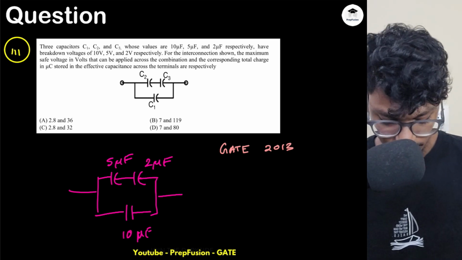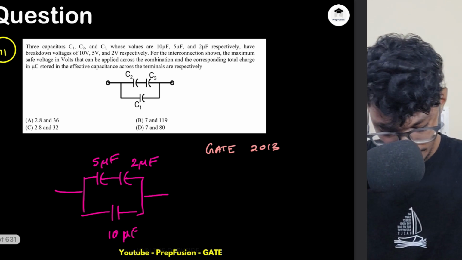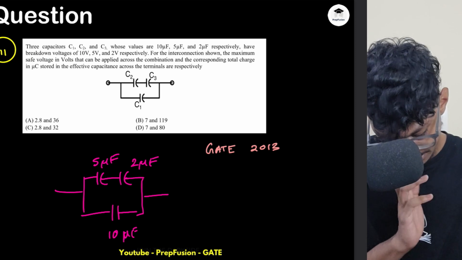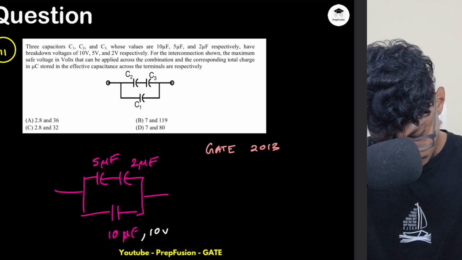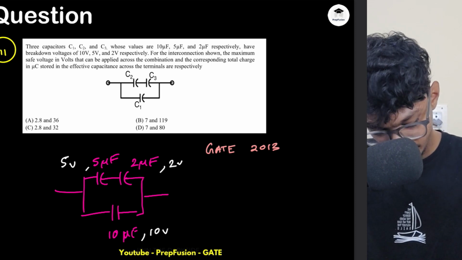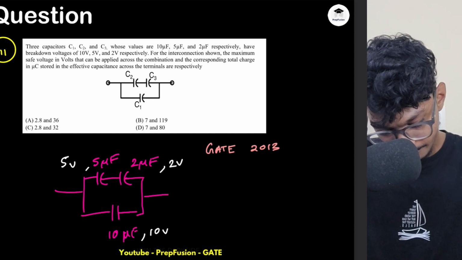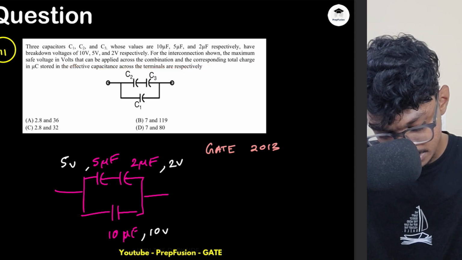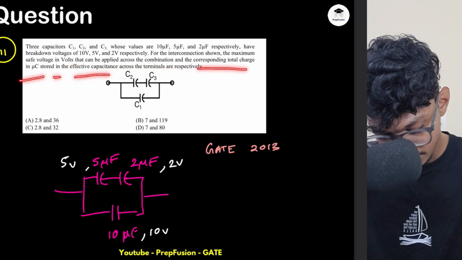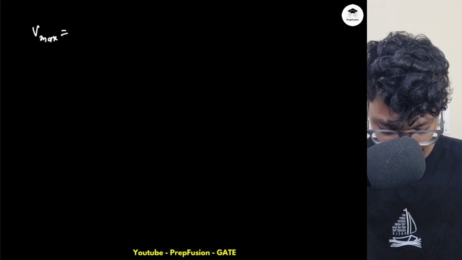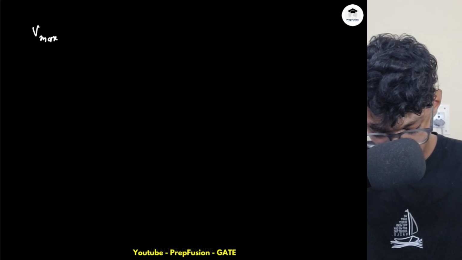Here I need to find out, and the breakdown voltages are given as 10 volt, 5 volt and 2 volt respectively, just the same as their capacitance numbers. For the interconnection as shown, the maximum safe voltage in volts that can be applied across the combination and the corresponding charge stored in the effective capacitance across the terminals are respectively. So they are asking me what is the Vmax and Qnet.